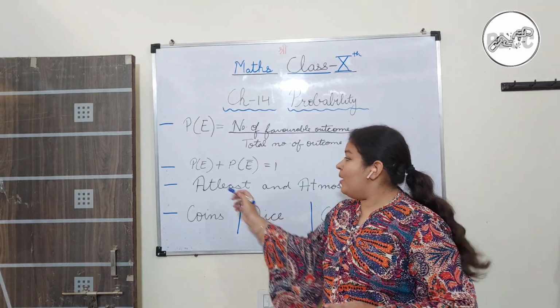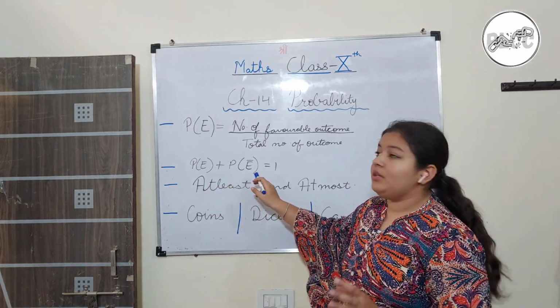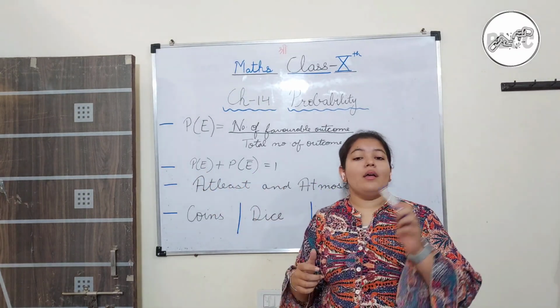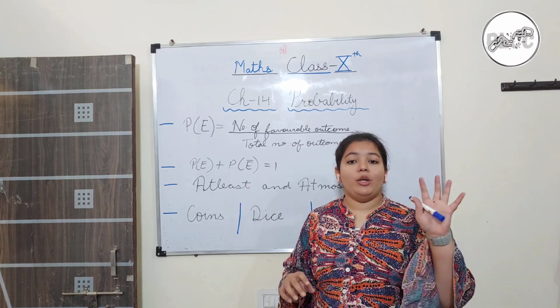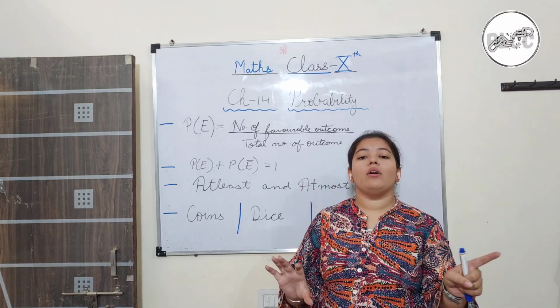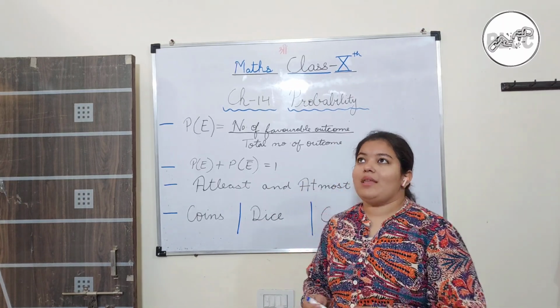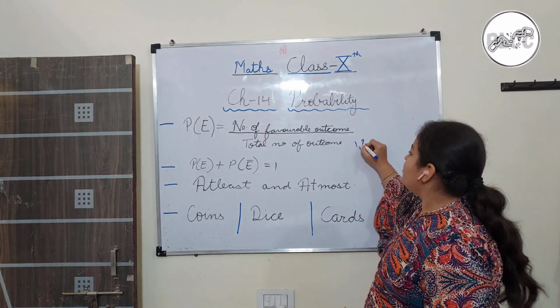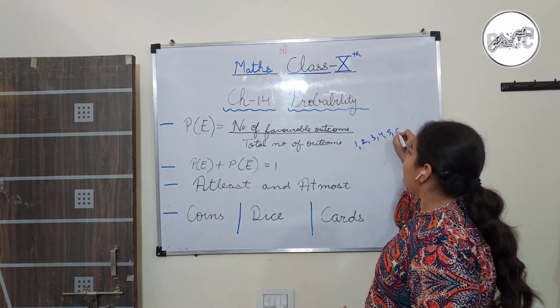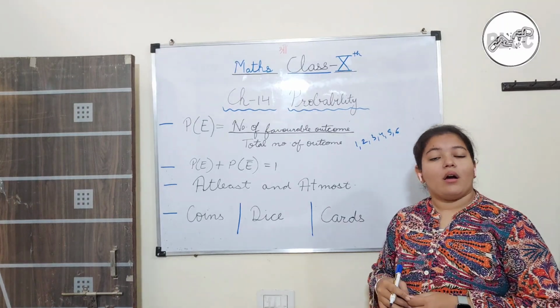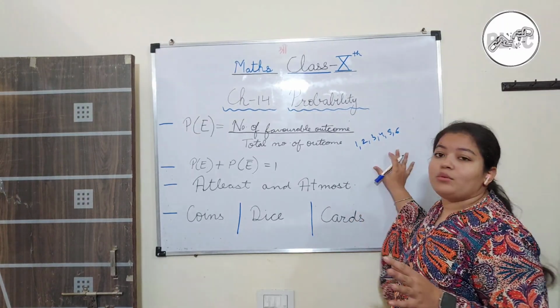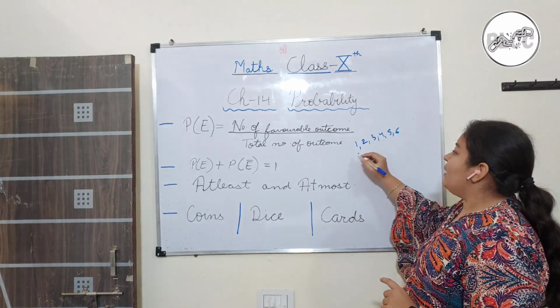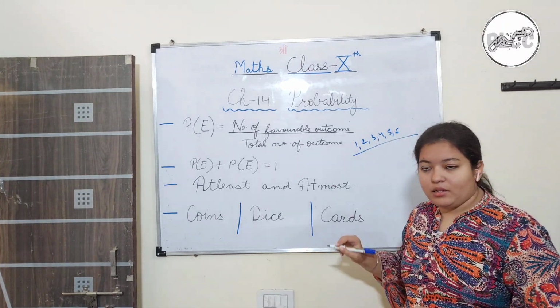How to read it: probability of an event plus probability of not the event is equal to 1. Always, the probability of any event plus the probability of the event not occurring is 1. Let me explain with an example. 1, 2, 3, 4, 5 and 6. These are the possible cases which can occur when you roll a die. This is known as the sample space.